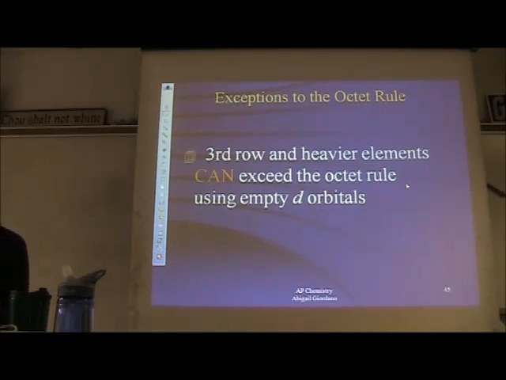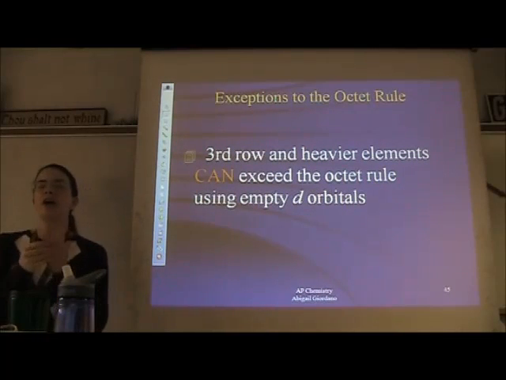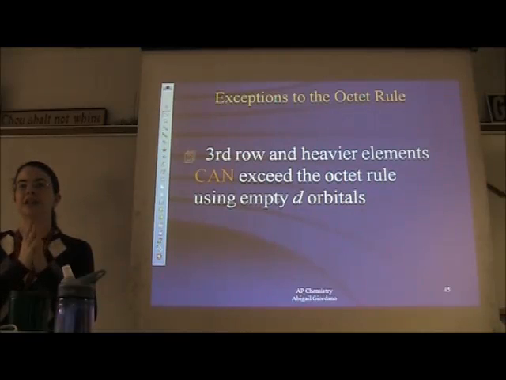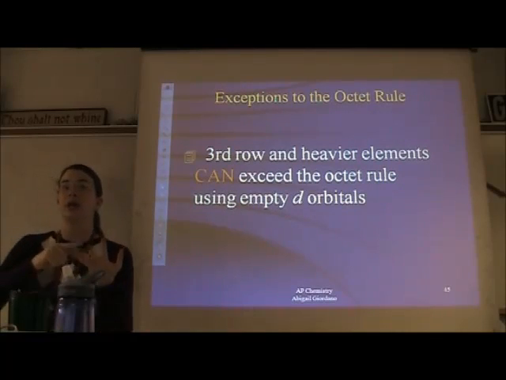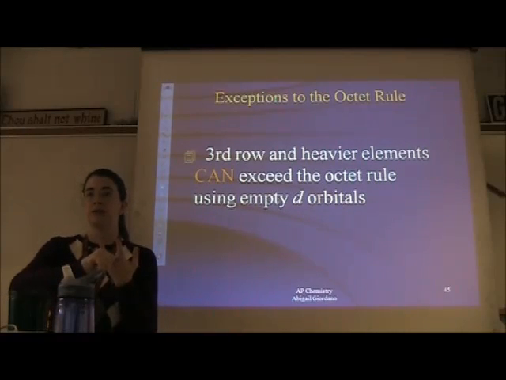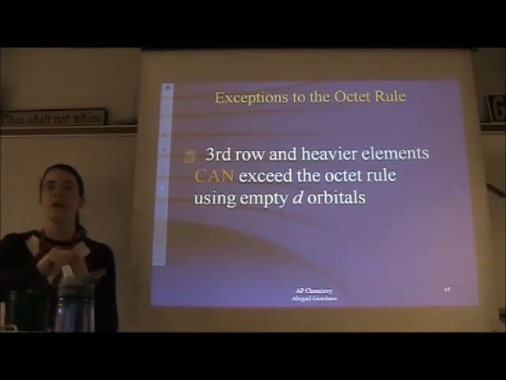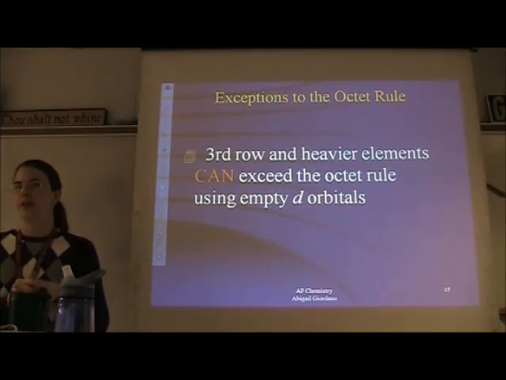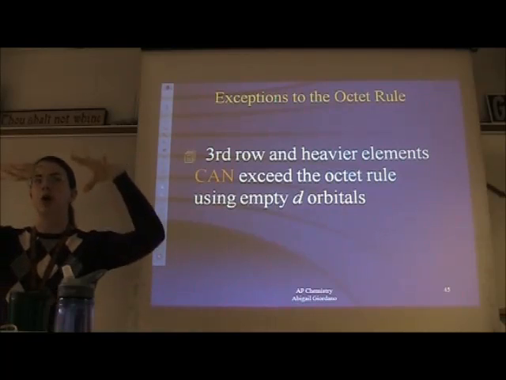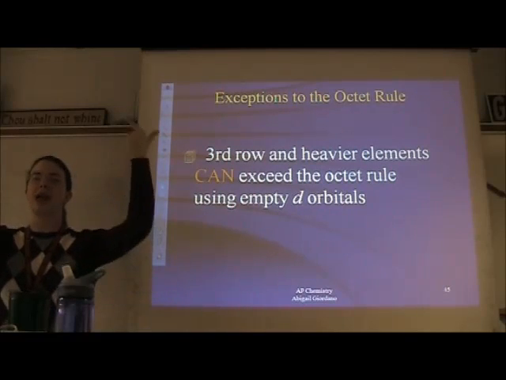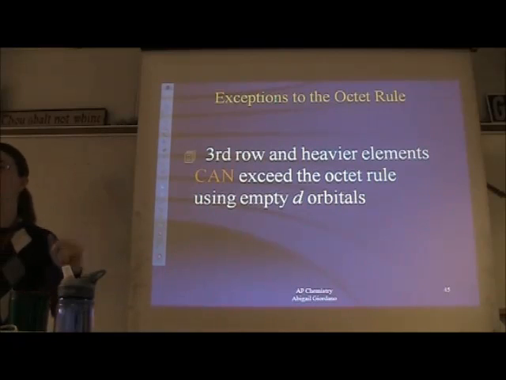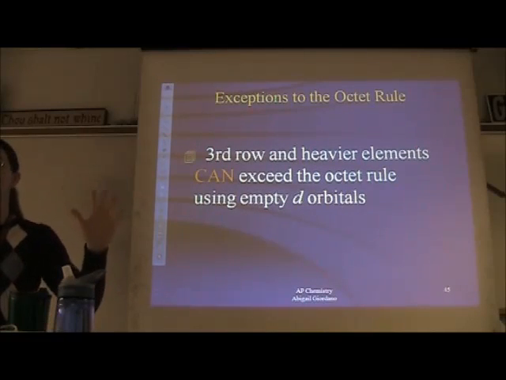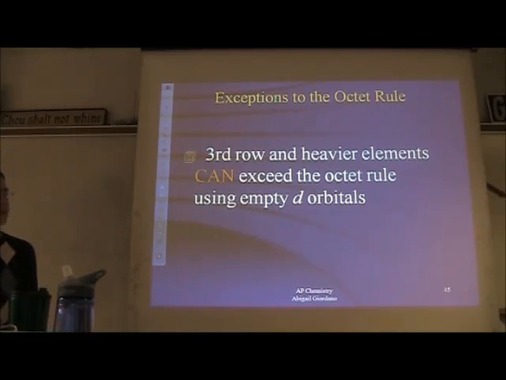Now, listen, we have already seen some exceptions to the octet rule, like hydrogen, beryllium, boron. Listen, there are other elements that don't go under the octet rule. They actually exceed the octet rule. There are some elements that can have five pairs around them, some that can have six pairs around them.